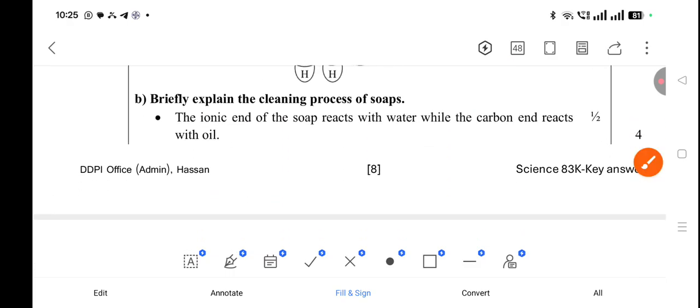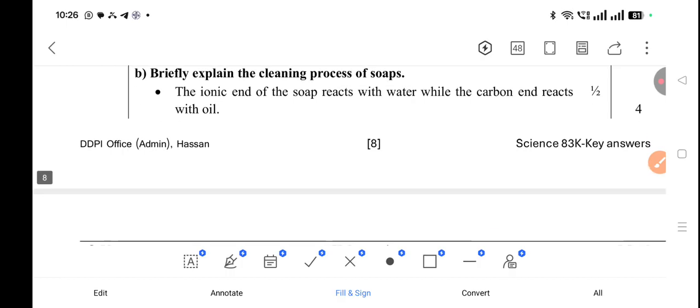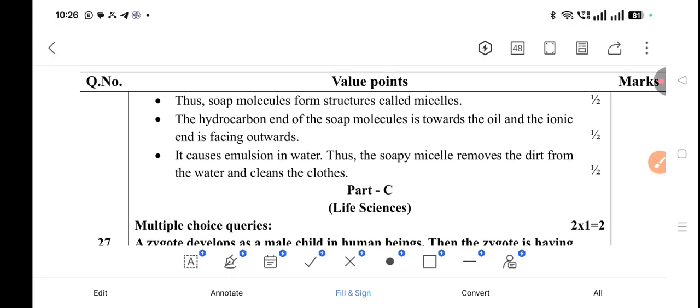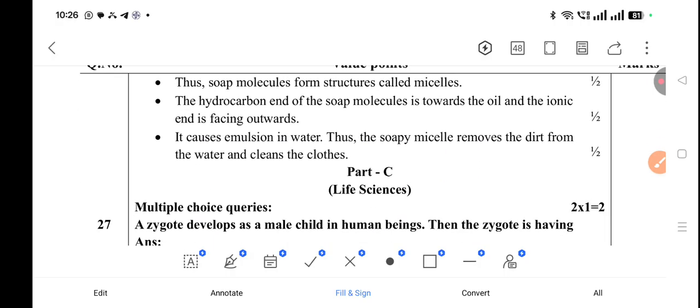B. Briefly explain the cleaning process of soaps. Whatever soap is there, it has two ends. One is the ionic end, another one is the carbon end. So the ionic end of the soap reacts with the water, while the carbon end reacts with the dirt, that's oil. Thus the soap molecules form structures called micelles.